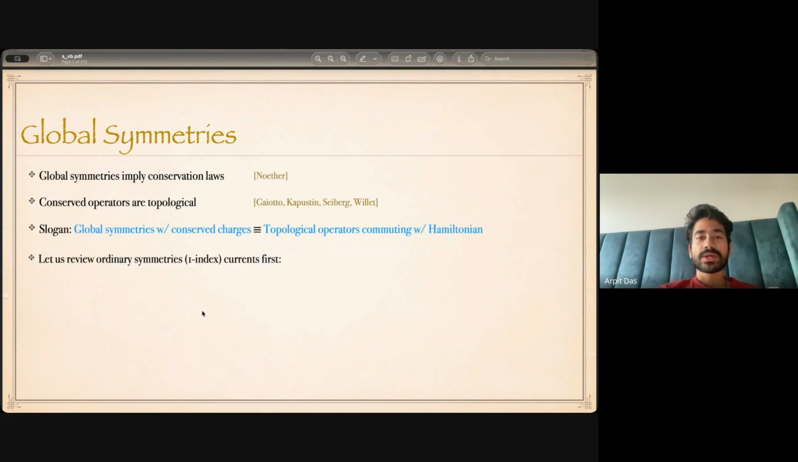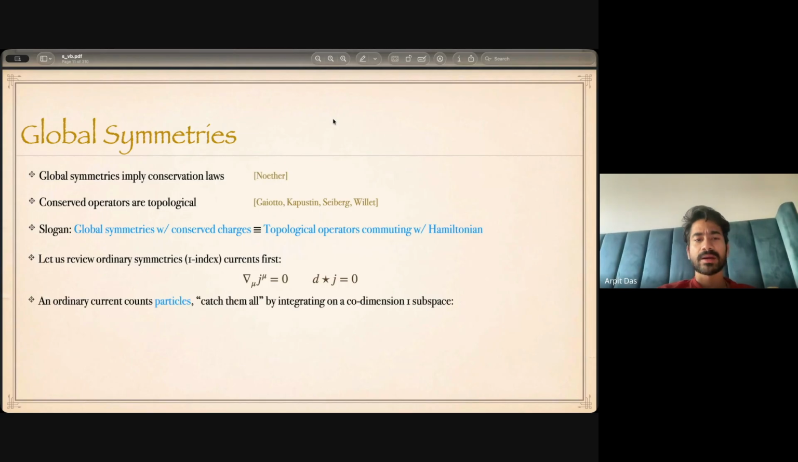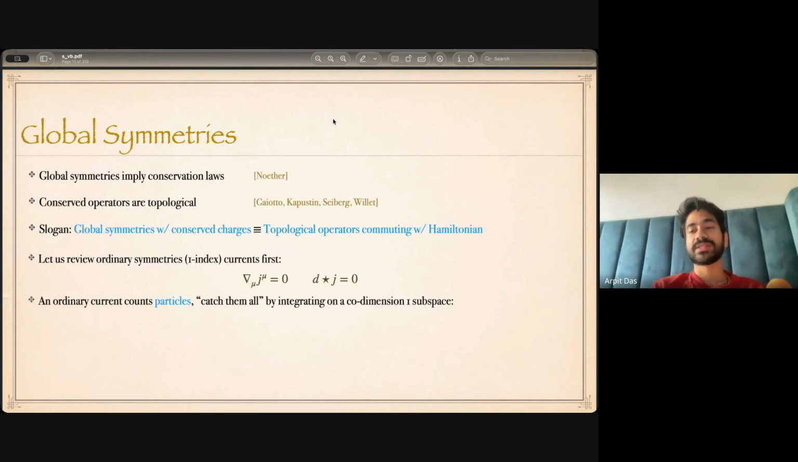In order to set the stage, let us review some ordinary, very familiar symmetries. Let's say you have some QFT where you have a one-index current that is conserved, so it's a 1-form current. As you know, the conservation equation is just ∂_μ J^μ = 0. If you are familiar with differential forms, then you will write it as d⋆J = 0, which in component form is just the divergence of the current. Now, one might ask what this current counts, what the conserved quantities for this current are.